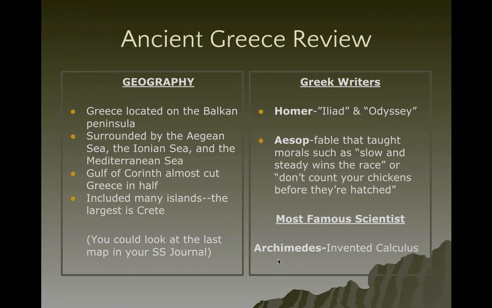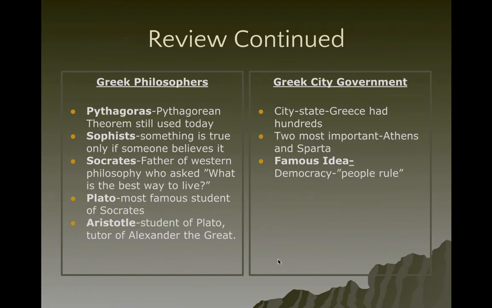Okay, of course, we remember the Greek writers that you learned about, Homer and Aesop, and I'm really sorry we didn't get to do your Aesop plays in class. I was really looking forward to that. Remember the famous Greek scientists: Archimedes was the most famous one, and of course, he invented the study of calculus, which is still very important today. We talked about philosophers of ancient Greece, Pythagoras, the Pythagorean theorem.